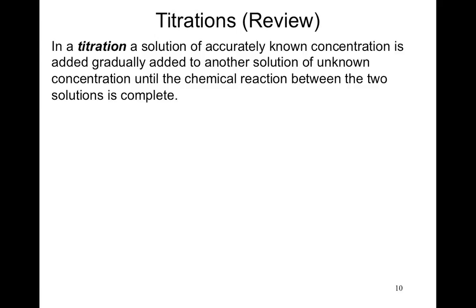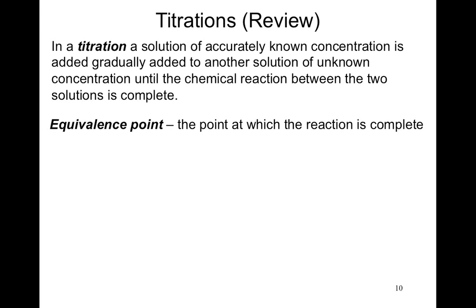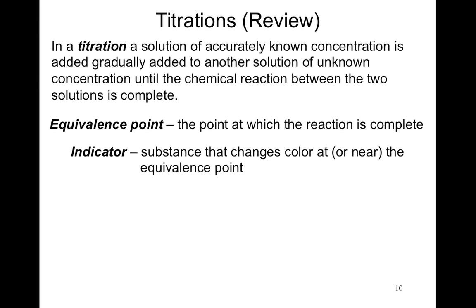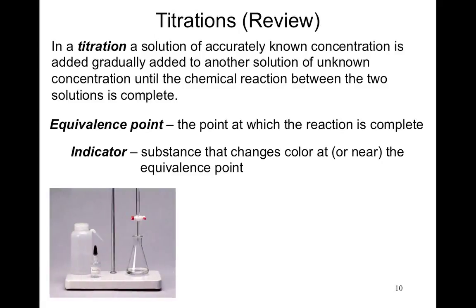So in a titration, we take a solution where we know the concentration, and we add that gradually to another solution of unknown concentration until the chemical reaction is complete. When it's complete, we call that the equivalence point, where the concentration of hydroxide ions and the concentration of hydrogen ions for this particular acid and base are equal. We normally involve an indicator, which is a substance that changes color pretty close to where the equivalence point is occurring. And so here's an example of how you might do that titration.